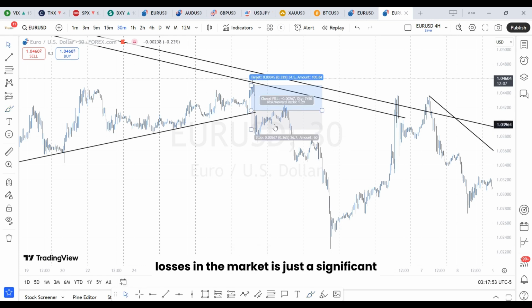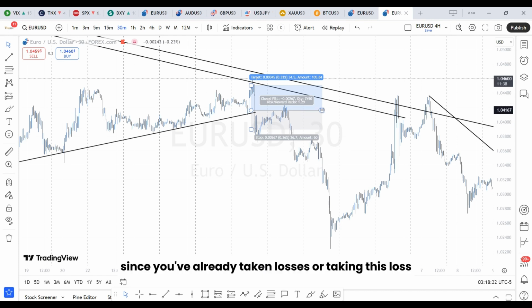Losses in the market is just a significant area where you know that if the market gets to this area, you don't want to be in the trend anymore, you don't want to be in the trade anymore, you want to be outside. So you need stop losses to help you guard yourself from a trade that is no longer going in your favor, even as much as you are using low leverage.